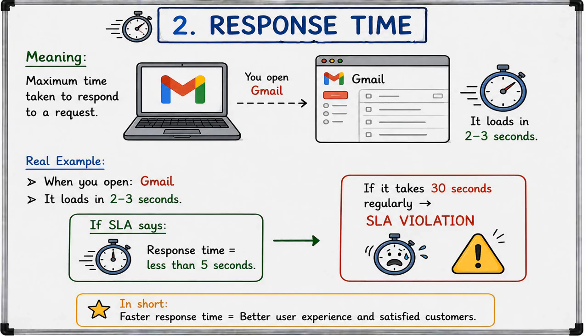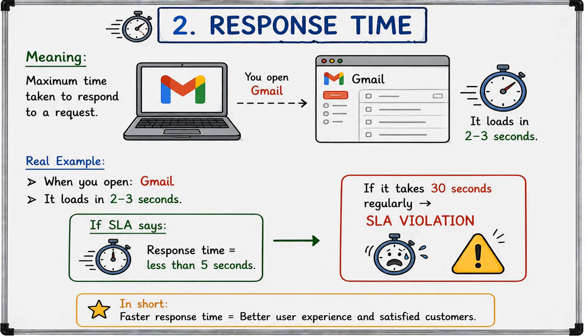Now, why is this important? Because it sets the performance standard and helps measure the service quality, and it ensures the system is consistently fast. If it takes 30 seconds regularly, then it is an SLA violation, that is, the system takes too long. For example, if Gmail takes 30 seconds to load regularly, it exceeds the service level agreement limit of 5 seconds. Here it should be 5 seconds, but it is taking 30 seconds. So the service is considered poor performance.